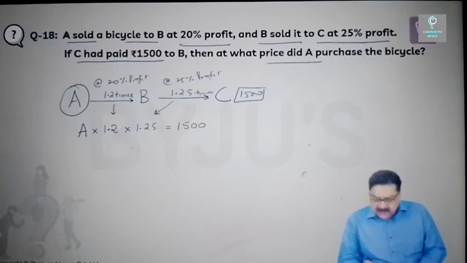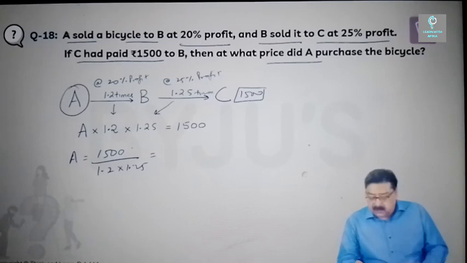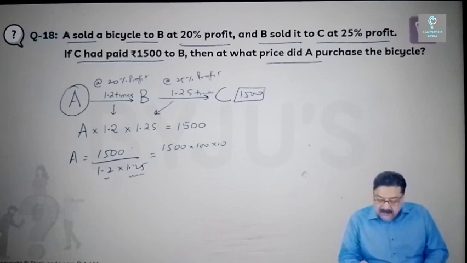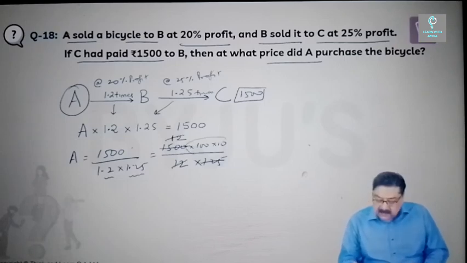So two ways of solving this. Either you can straight away write this as 1500 by 1.2 into 1.25. And when you remove zeros, it will become 1500 into 100 into 10, 100 for this and 10 for this, divided by 12 into 125. So 125 into 1 is 125, remains 25, combines with a 0. So 2s are 250, 12 and 12 cancel. So this remains. So A must have bought this for rupees 1000.